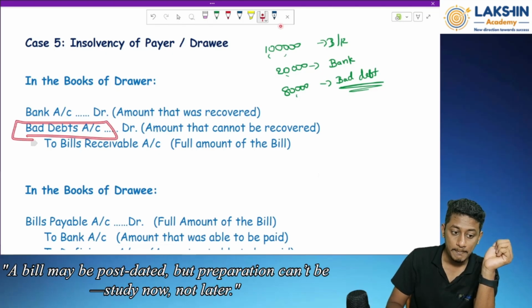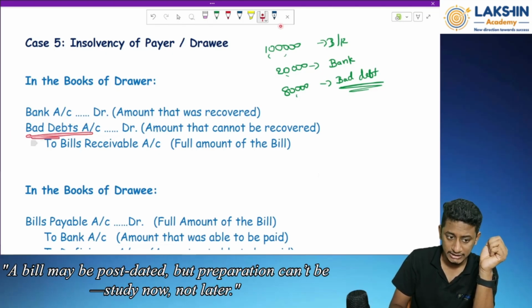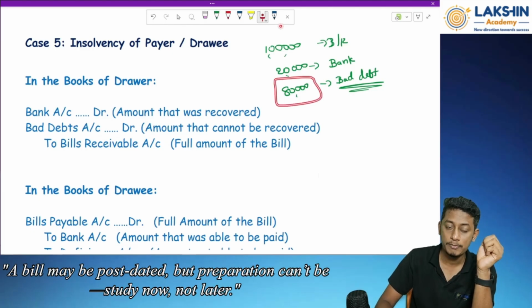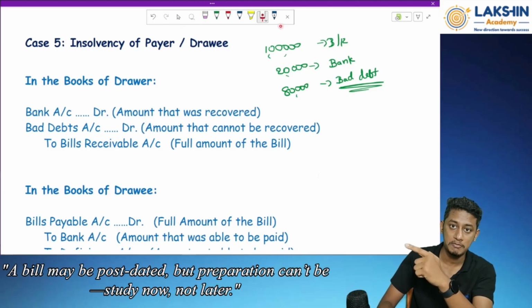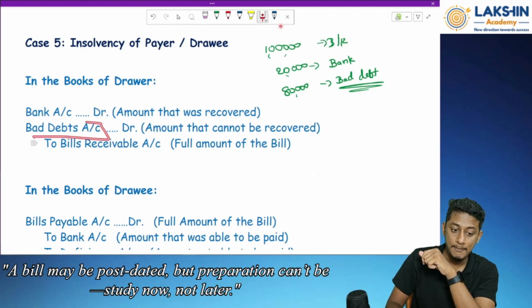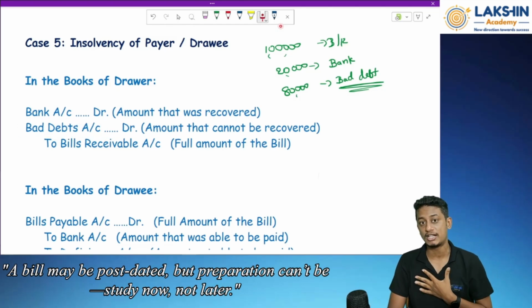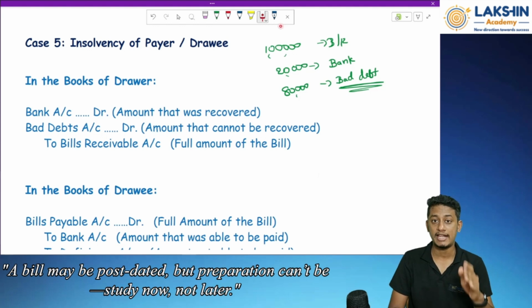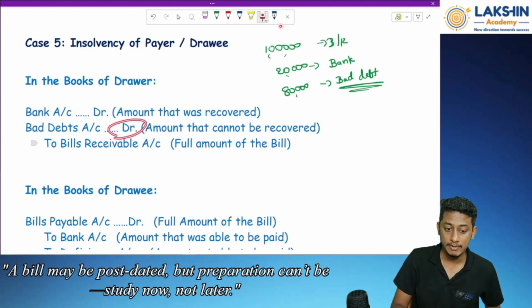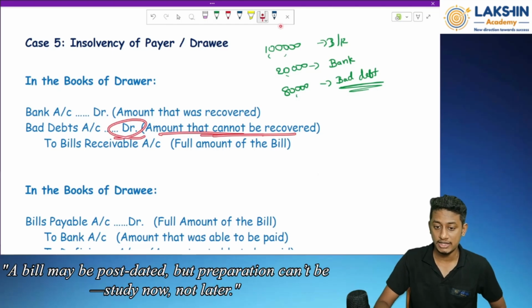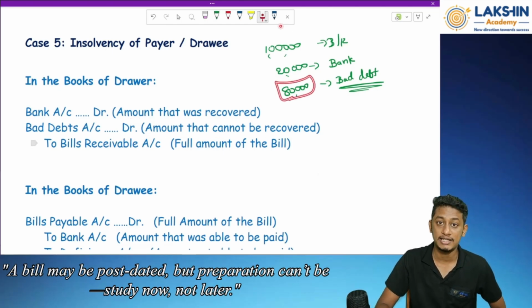Then bad debts account. What is this bad debts account? See, because I am not able to recover rupees 80,000 from him, from Mr. B, because of this the amount will be transferred to bad debt, and we know that bad debt is an expense for Mr. A. So whenever expense increases, we will debit the account. So the amount with what? The amount that cannot be recovered, that is rupees 80,000. Clear?